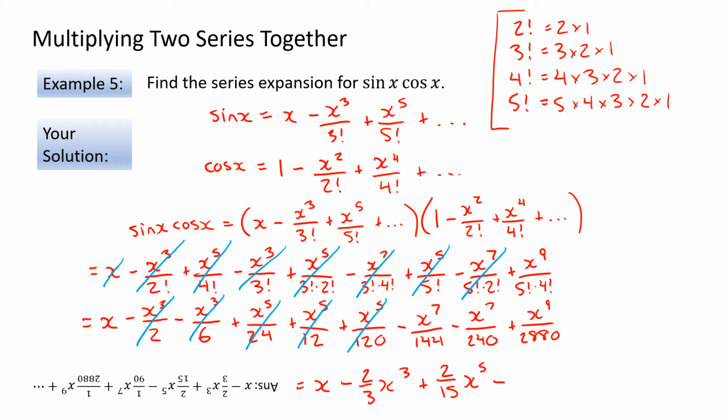Then we have minus 1 divided by 90, x to the exponent 7, combining these two terms. Okay? And lastly, we have plus x to the exponent 9 divided by 2,880. Okay? Because we do not have another term. It's just a single term. Okay? So multiplying these out works. It's just a lot of algebra.